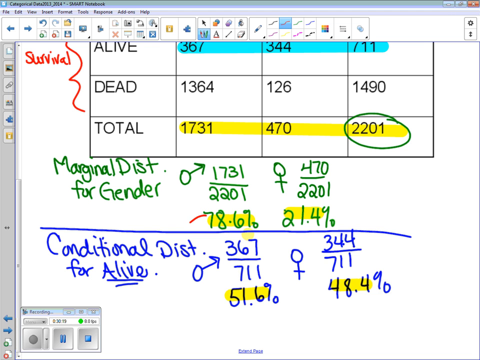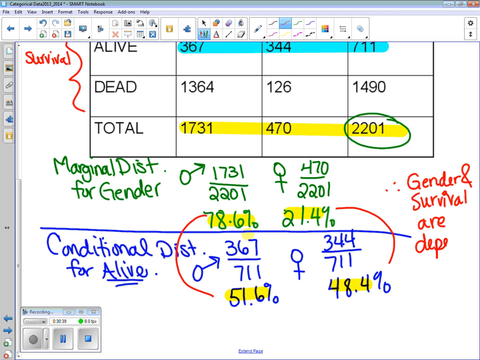We are comparing these guys. Because they're different, we call them dependent. Okay? So therefore, gender and survival on the Titanic are what we call dependent variables.